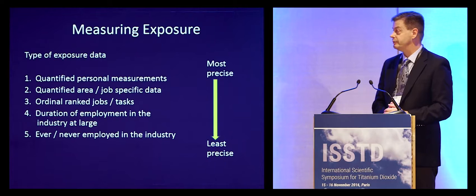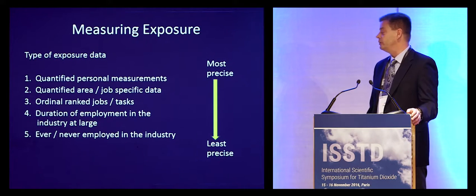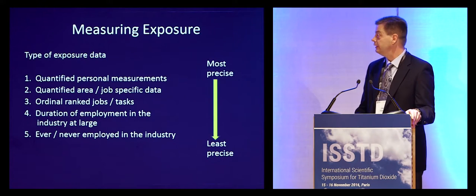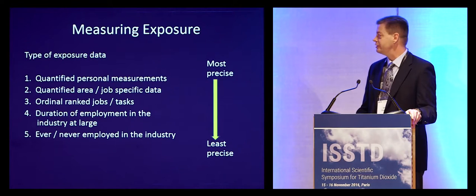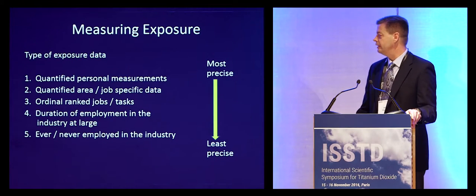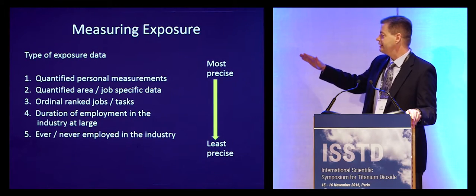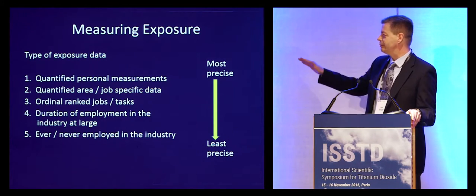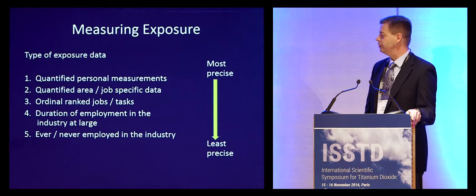These are some different ways to measure exposures in occupational studies, from most precise to least precise. The best measures are actually to just do personal measurements of the workers. And then you can go to job area measurements, job-specific area measurements, rank the jobs and the tasks that the workers do, look at the length of employment in an industry for the workers, or the simplest measure for exposure is ever, never employed in the industry. And each of these is really a measure of precision. So you go from the top, the most precise measures of exposure, down to the bottom, where never, ever employed in the industry is susceptible to a lot of bias.